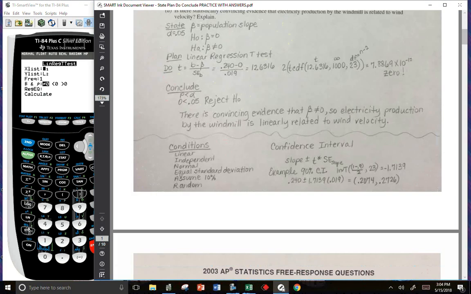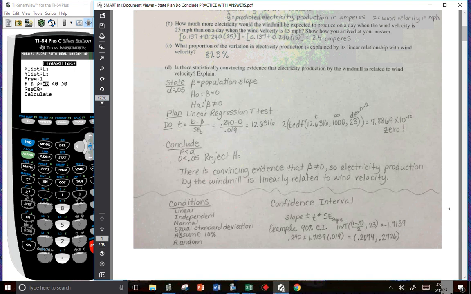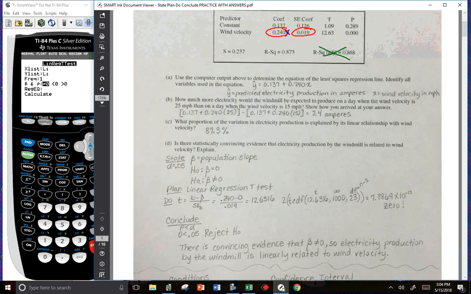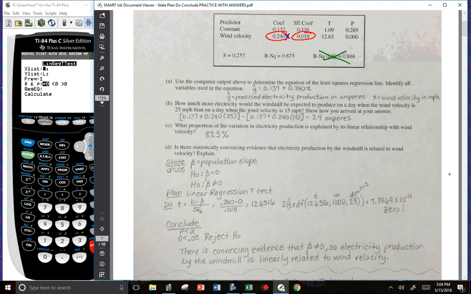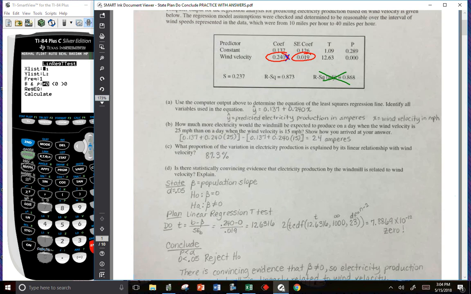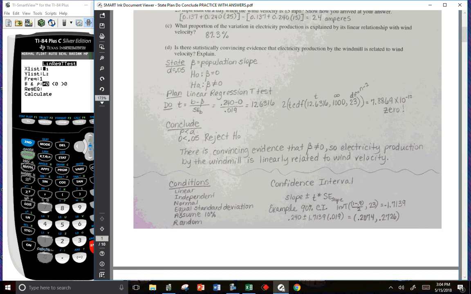The conditions, you guys said y'all wanted to remember, the book did it as linear. We changed it to LINEAR. Do you remember? L stands for linear. I is independent and N is normal. E is equal standard deviations. We added in the A to remember 10%. Y'all said, let's do it as assumed 10% because that one was always there. And then R for random. So you would list them and then say how they're met. We didn't have to for this problem because it said it was already verified.